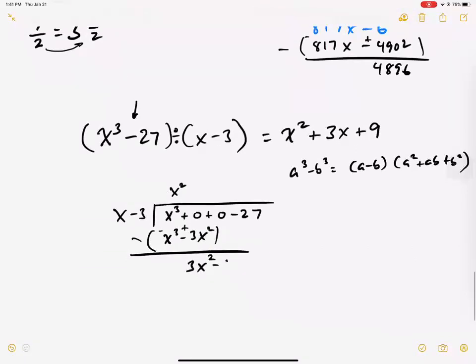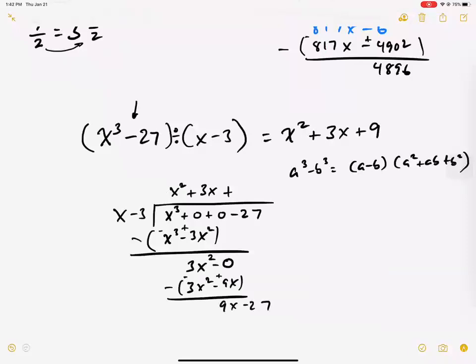So let's bring it down. It's not really going to matter. You can bring down the 0 also. Both of these are just a matter of preference. Now we match. I need a plus 3x. Multiply, it becomes 3x squared minus 9x. And then we subtract, negative positive. That's a positive 9x minus 27.